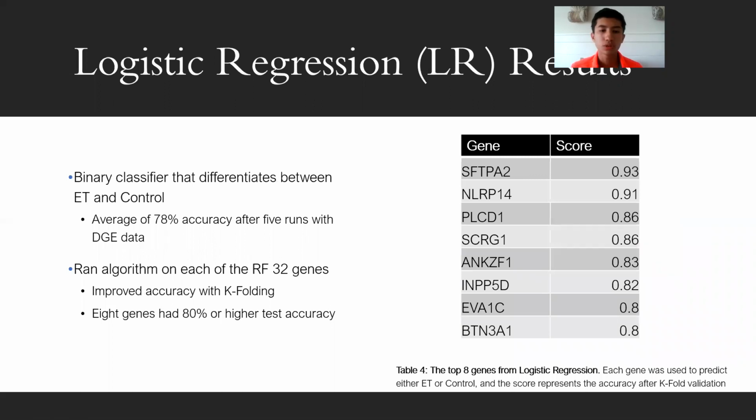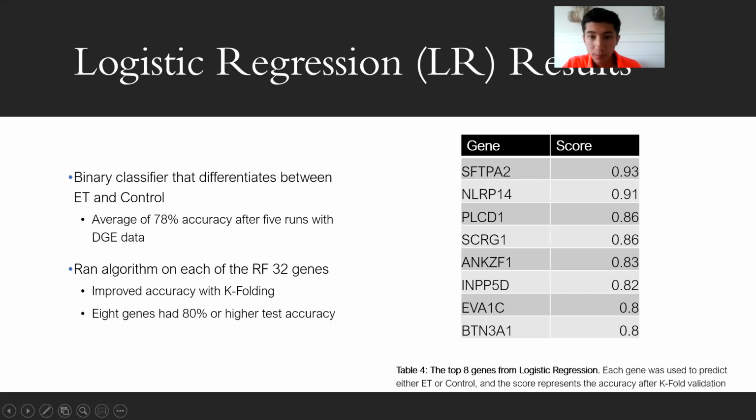I then ran logistic regression, which is another binary classifier model, using, again, the 86 genes from differential gene expression, and I had a 78% accuracy. I then ran this logistic regression algorithm on each of the random forest feature optimization genes, and I found 8 genes by themselves had 80% or higher test accuracy.